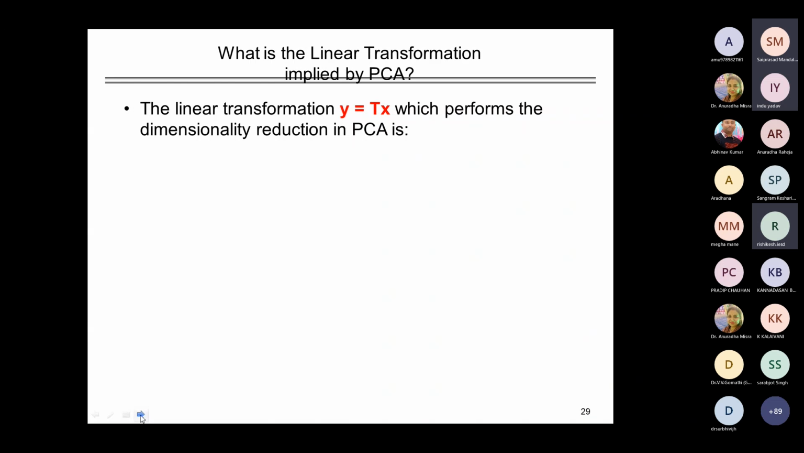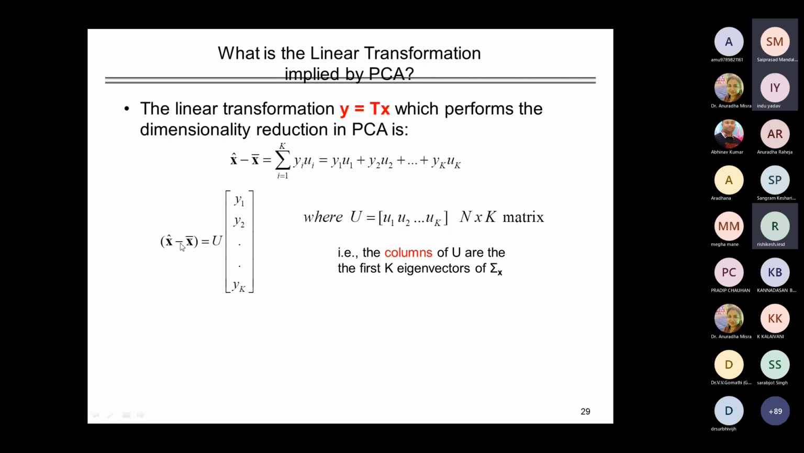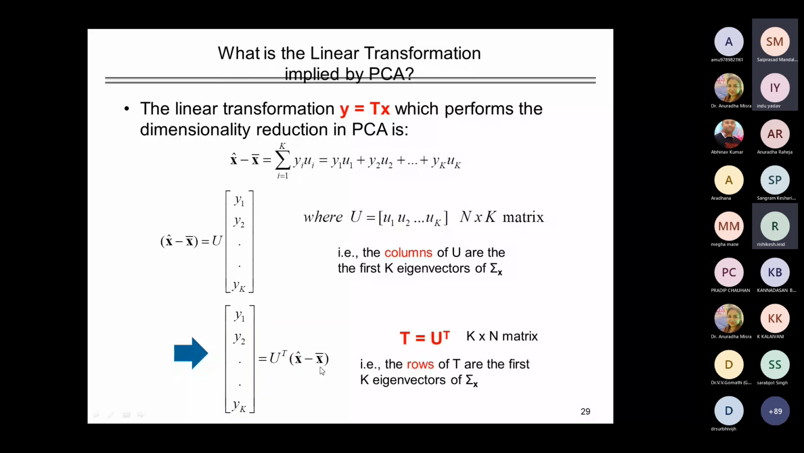So the linear transformation y equal to Tx, which performs the dimensionality reduction in PCA, is x hat minus x bar equal to the sum over i equal to 1 to k of yi ui, where y1 u1 plus y2 u2 and so on is the linear combination. That is x hat minus x bar equal to U times y1, y2, yk, where U is u1, u2, uk, an n cross k matrix, that is, the columns of U are the first k eigenvectors of sigma x. So y1, y2, yk will be U transpose times x hat minus x bar. T is equal to U transpose, a k cross n matrix, that is, the rows of T are the first k eigenvectors of sigma x.